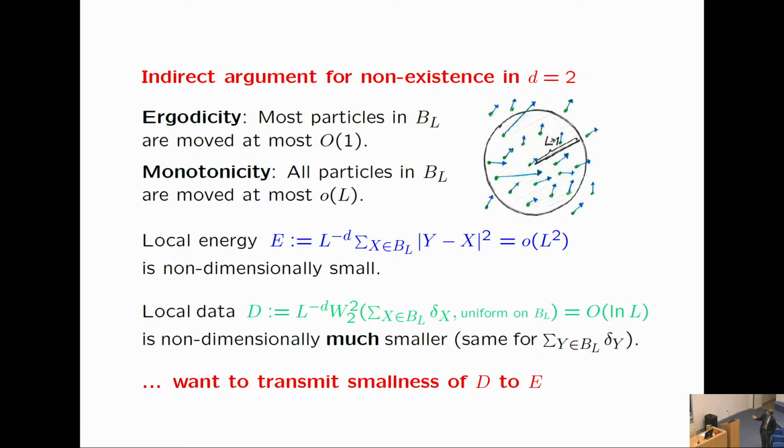And so that in particular means that if we look at the local transportation energy, so if we look at all the points x in this ball, and we look at all the image points y, and we sum over the square of the transport distance, and we average over the volume, then this is little o of L squared. And that's a kind of non-dimensional smallness, because the left-hand side has units of length squared, and here we have a little o with respect to a length squared.